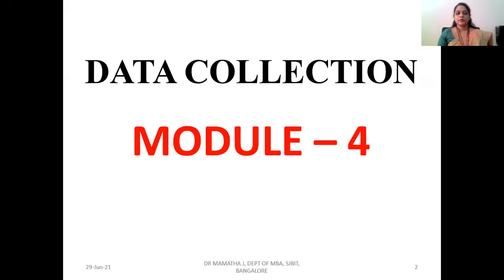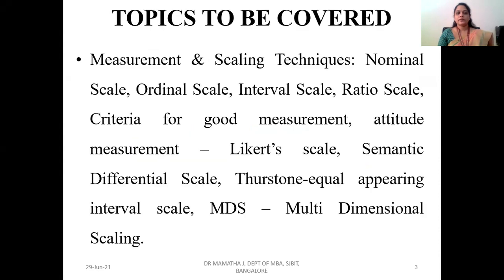So module 4, data collection, and the topics to be discussed are the basic scales like nominal scale, ordinal scale, interval scale, ratio scale, and what are the criteria for a good measurement scale. And there are certain advanced attitude measurement scales like Likert scale, semantic differential scale, Thurstone scale, and multi-dimensional scale, also called MDS. So we'll be discussing these types of scales this week.